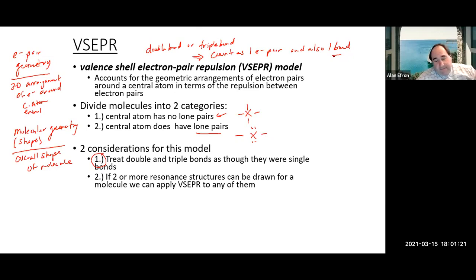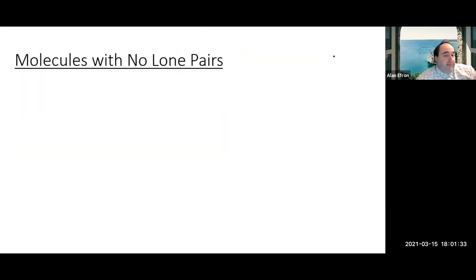The last point, not so much for us: you could draw a resonance structure, and you can apply geometry the same way to everybody, and it will work out the same regardless of your resonance structure. You'll usually end up with the same structure.